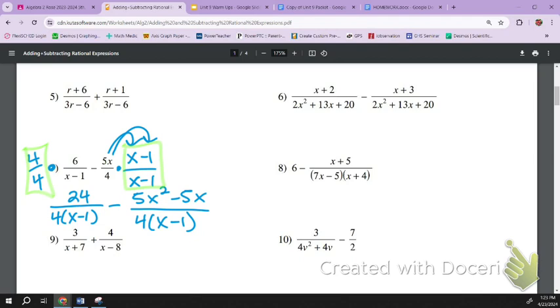When you subtract, what's your final answer going to be? And then we're going to do 9. We're going to call it done. You can do 8 if you want.